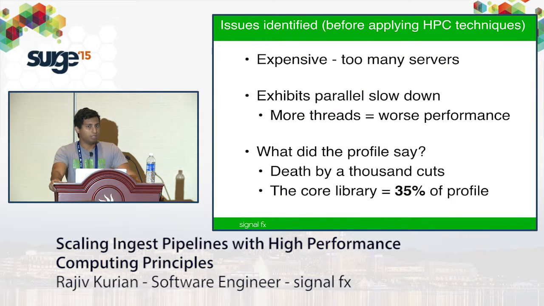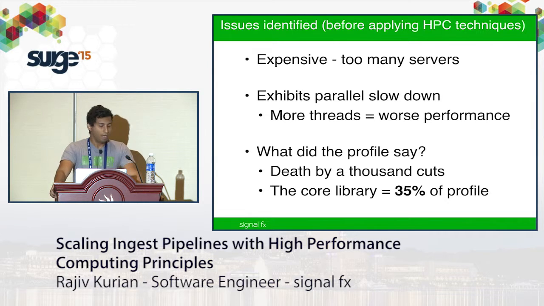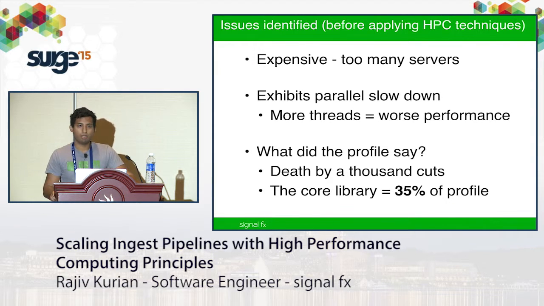So why do we need to actually optimize such a simple service? Well, we had an existing service, and it was too expensive. It was too slow for what it did. It required too many servers. And again, time series processing is an embarrassingly parallel task. But we found out that as we added more threads, we actually slowed down.